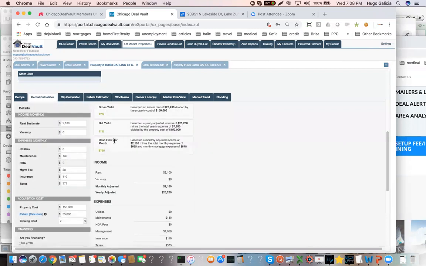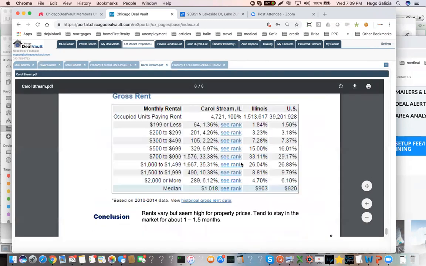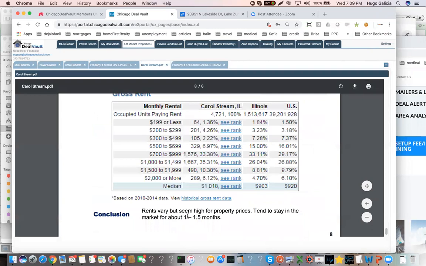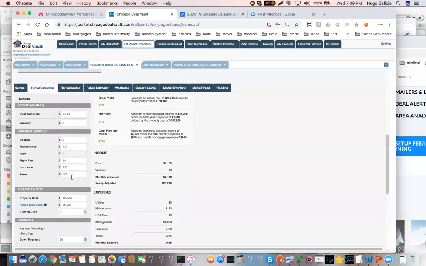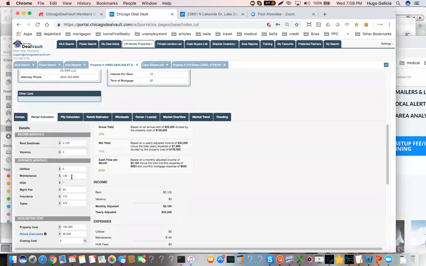Not only that, but the rental is just amazing, right? Why? Because the rental market in Carol Stream is awesome. Rents are high and they stay on the market for a month and a half. So if I go back to the report, they stay on the market for a month, month and a half, and the rents are high. So Paresh, this is a great deal, okay? This is a great deal.